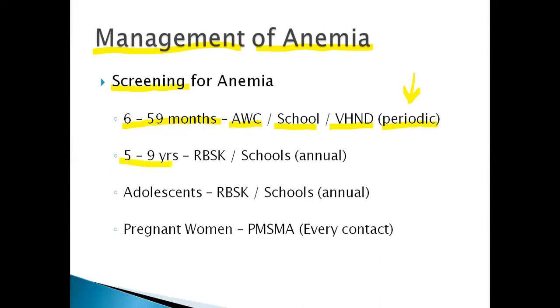Moving on to the 5 to 9 years, the primary school children. So Rashtriya Bal Swasthya Karyakram and other forms of school health checkups present us the opportunity to screen this age group, and this screening has to be done annually. Similarly, adolescents are also to be screened under the RBSK and other forms of school-based health checkup programs or strategies or interventions, and the screening frequency is annually.